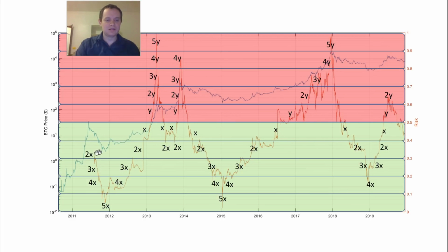So for instance, over here, we just don't have enough data to go back, but this would have been 2x, 3x, 4x, 5x, 4, 3, 2, 1, and then buying over here, it would have been 1, and then you would have bought 2x, it would have come back up here, could have done 1x again, and then 2x again.